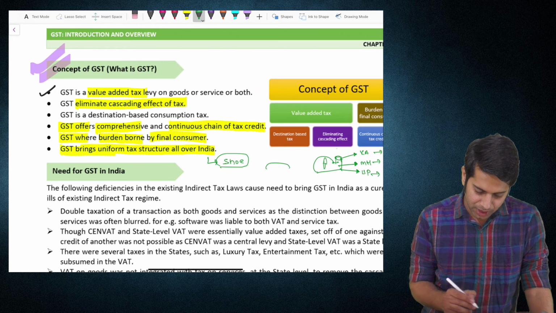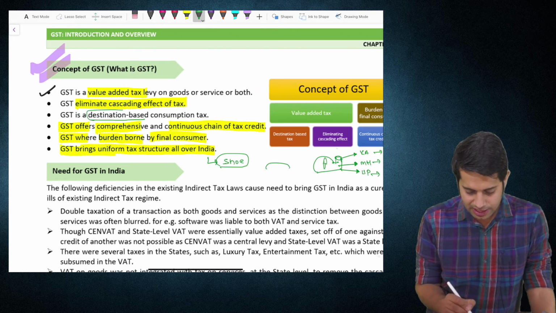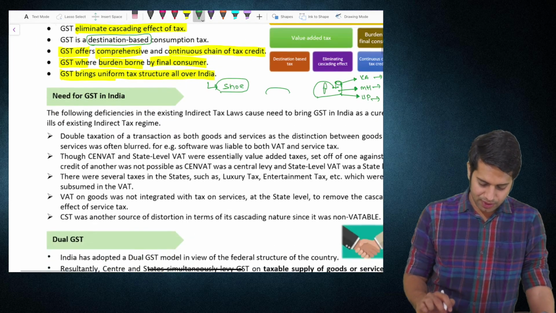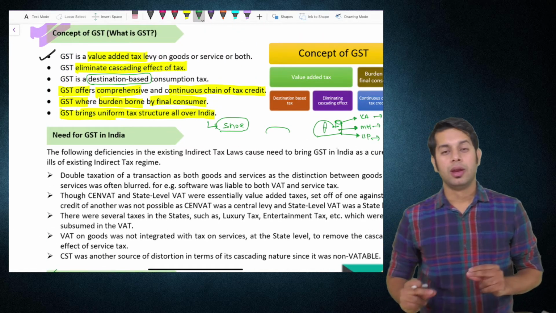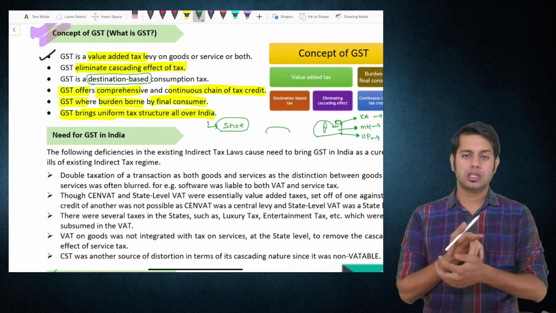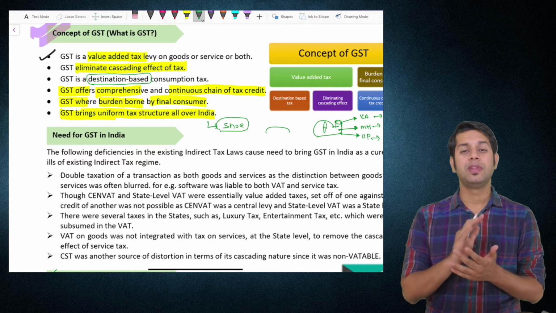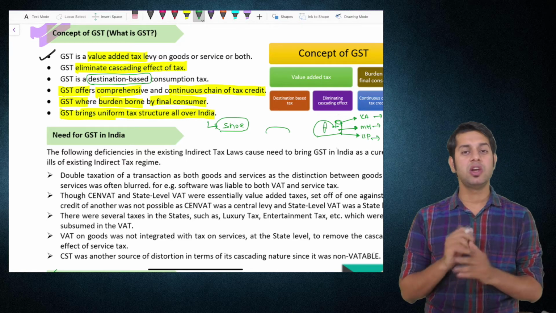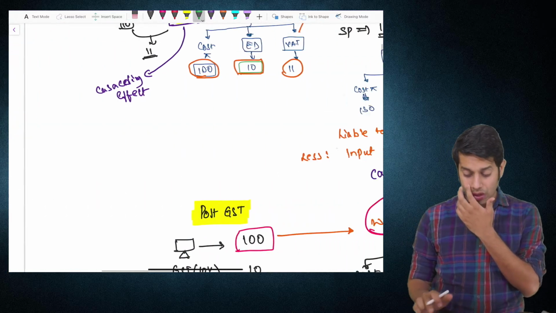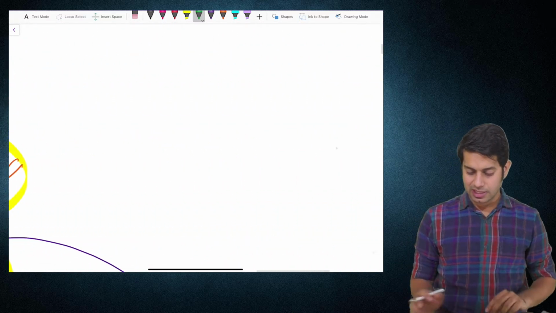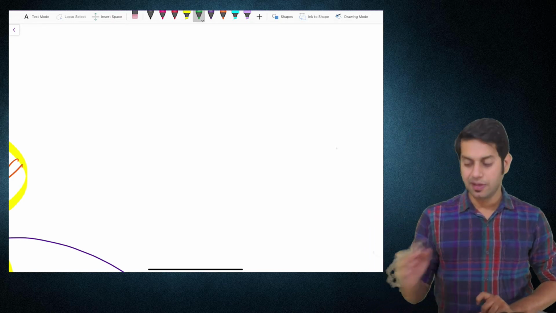What is this destination based consumption tax, sir? We'll come to this point when we are discussing this dual GST. That time we'll discuss that point. Now, this is the concept of GST, very beautiful. Now, if they ask you what is the concept of GST or what do you mean by GST, you should write this particular answer.